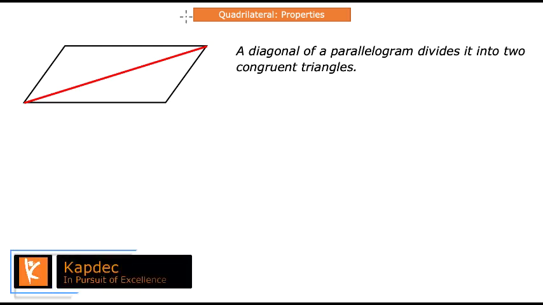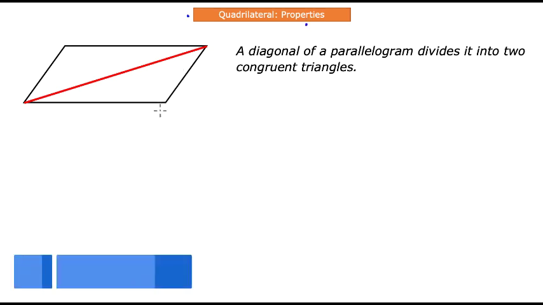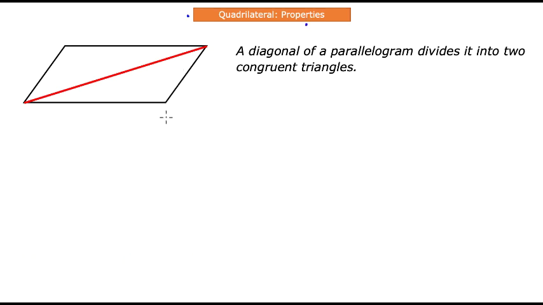Alright, so continuing our discussion on quadrilaterals and understanding their properties, in this tutorial we are going to look at the case of a parallelogram and try to understand how you obtain two congruent triangles from one single parallelogram. Alright, so take a look at this shape. We have a parallelogram PQRS.